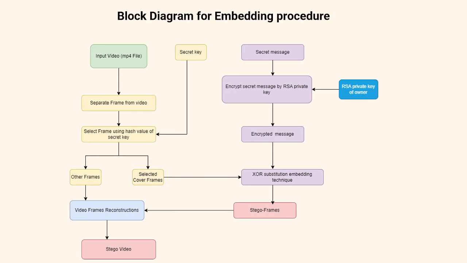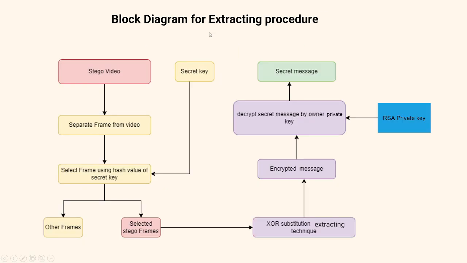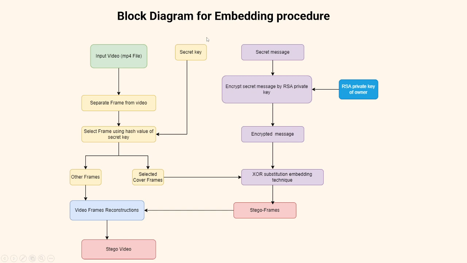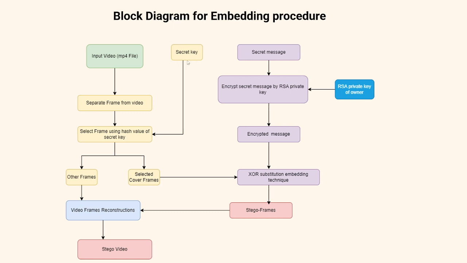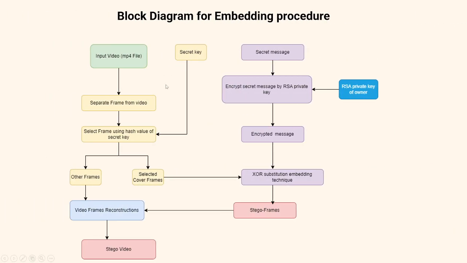So methodology: here is my block diagram for the embedding methodology. There is the extraction process. In the embedding process, I take a video and separate the frames, then take a secret key, and from that secret key I create a hash value, and using this hash I select a number of frames, which is my own algorithm, and then I use that selected frame to embed the message.